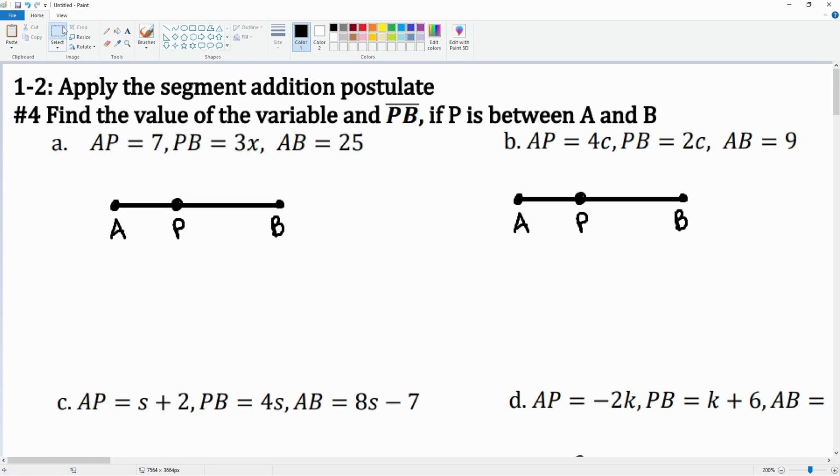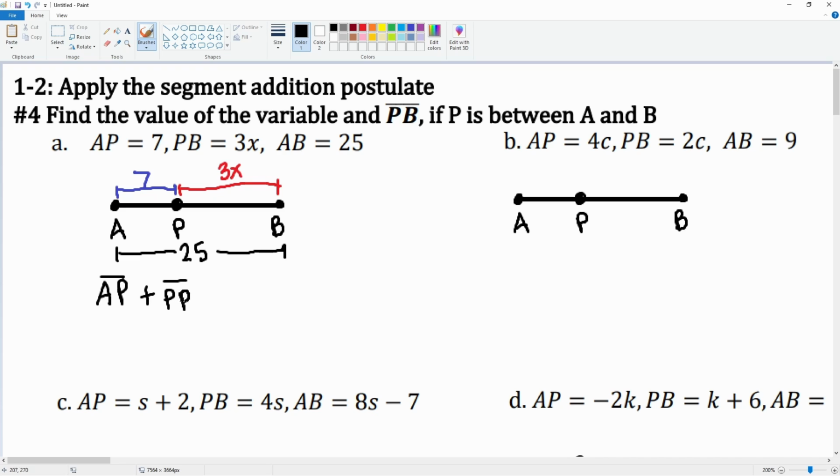Now let's label this. It says for A, AP is 7. So let's label AP as 7. That's what this piece is. Then we have PB, which is 3x. So this is 3x. Then we know the total here is equal to 25. So by segment addition postulate, we can now set up this equation. Line segment AP plus line segment PB is going to be equal to line segment AB.